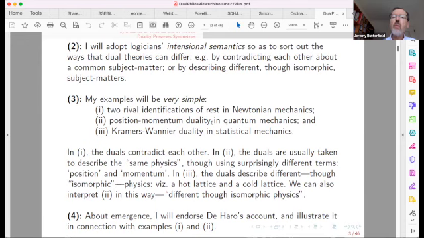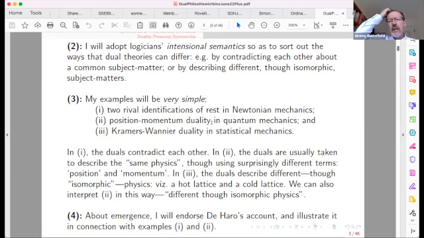In Little Roman 1, the two duals contradict each other. But in Little Roman 2, the duals are usually taken as describing the same physics, though in surprisingly different terms. You ask, in elementary quantum mechanics, you have the wave function. You take its Fourier transform to get a different mathematical function, but it represents the same physical situation, the one in terms of position, the other in terms of momentum.